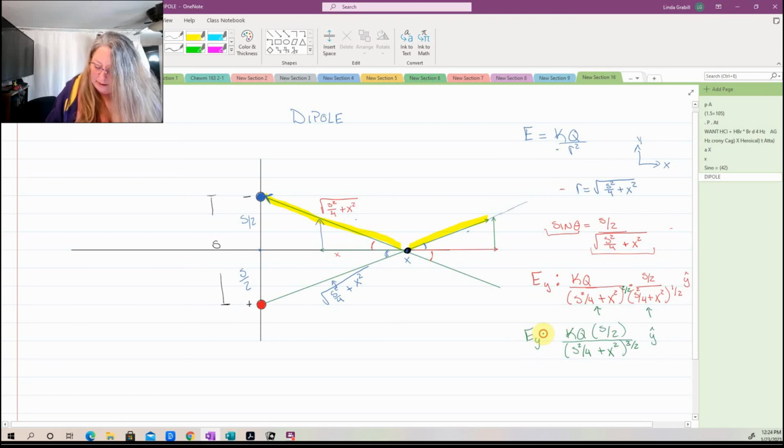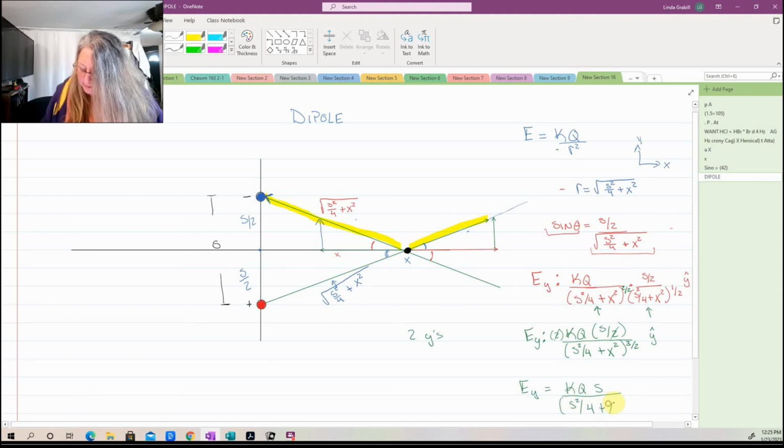Let's go ahead and simplify this. There's 2 y's. So I'm going to multiply this by 2, which is going to make that go away, and we can pretty this up finally by saying E in the y equals kq s divided by s squared divided by 4 plus x squared to the 3/2, in the y hat. Sweet. Now what do I do? Well, I think I can simplify this.